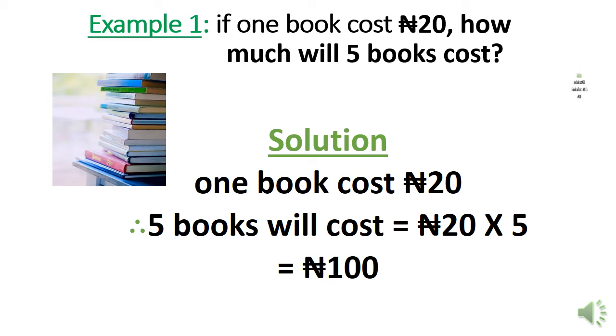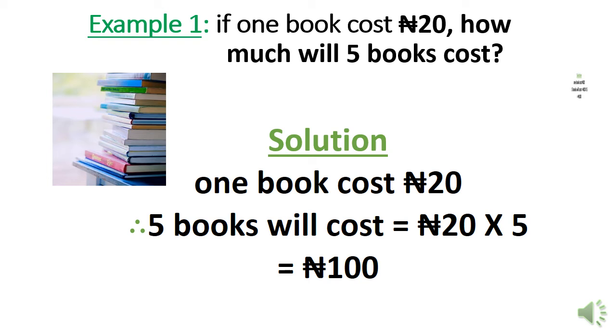3 books will cost 20 plus 20 plus 20, in 3 places. 4 books will cost 20 plus 20 plus 20 plus 20, in 4 places. 5 books will cost 20 plus 20 plus 20 plus 20 plus 20, in 5 places. That is why we are multiplying 20 by 5. So 5 books will cost 20 times 5, which will give us 100 naira.